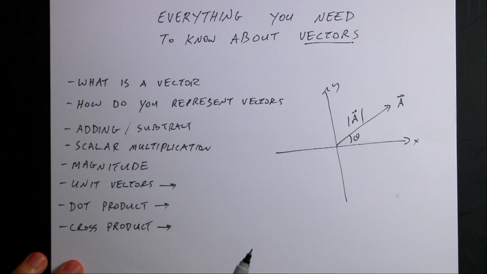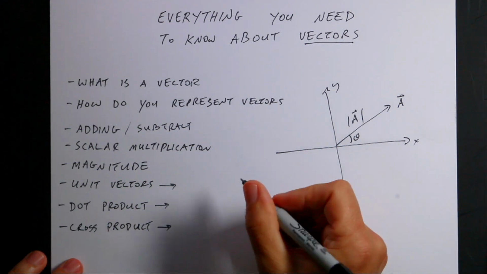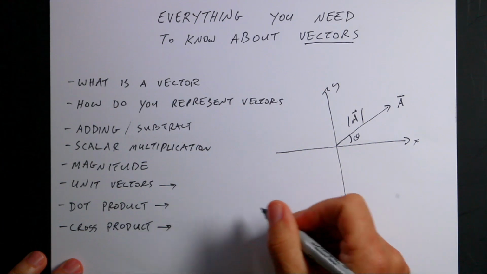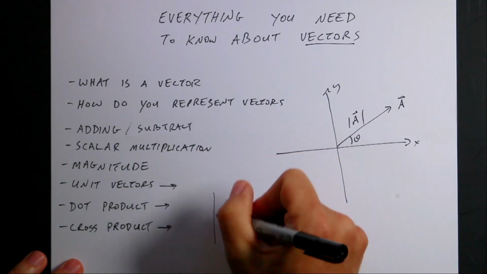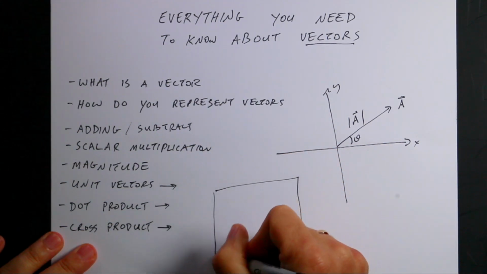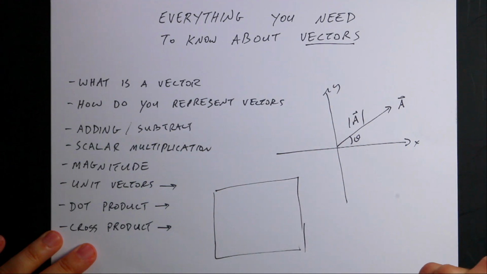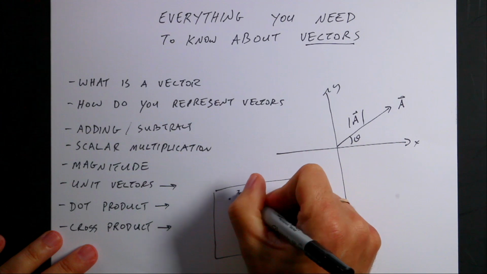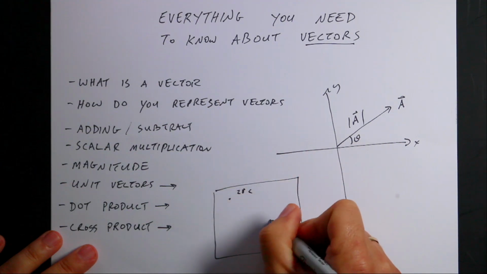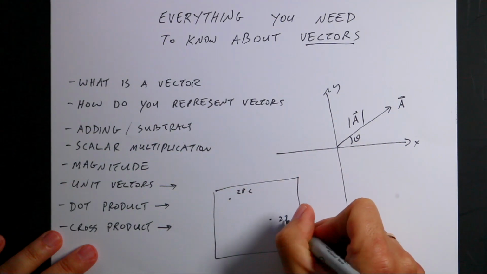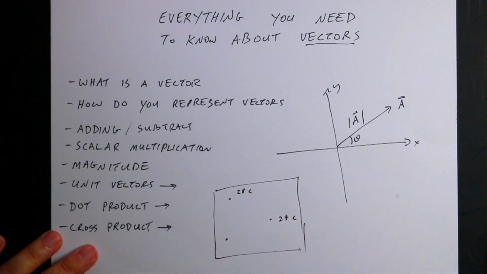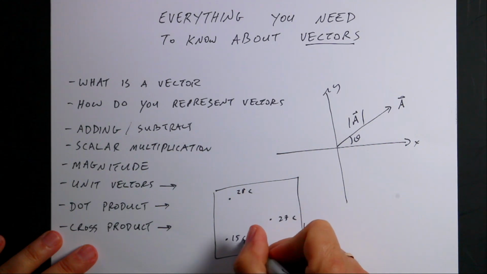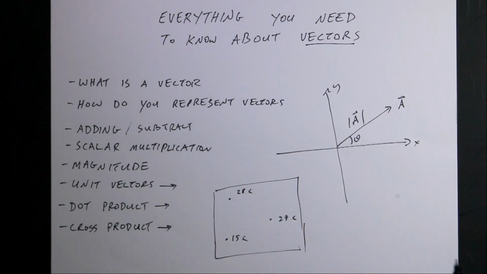Okay, so what's a vector? So what's a quantity? What's a scalar? So you could have things like, let's say I have this box right here. And I want to measure the temperature at every single point in there. So I pick a point right there, and it's 28C. And I pick down here, and it's 27C. And I pick a point over here, and it's 15C. Why is it so different? I don't know. Maybe there's some cold thing over there.